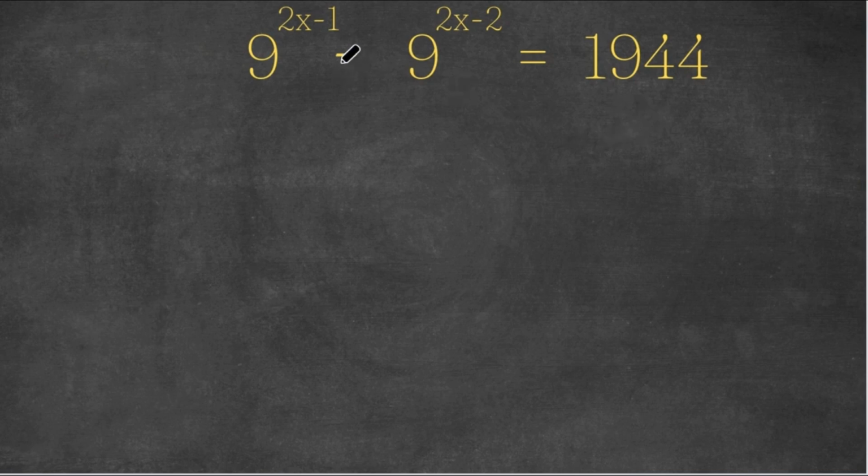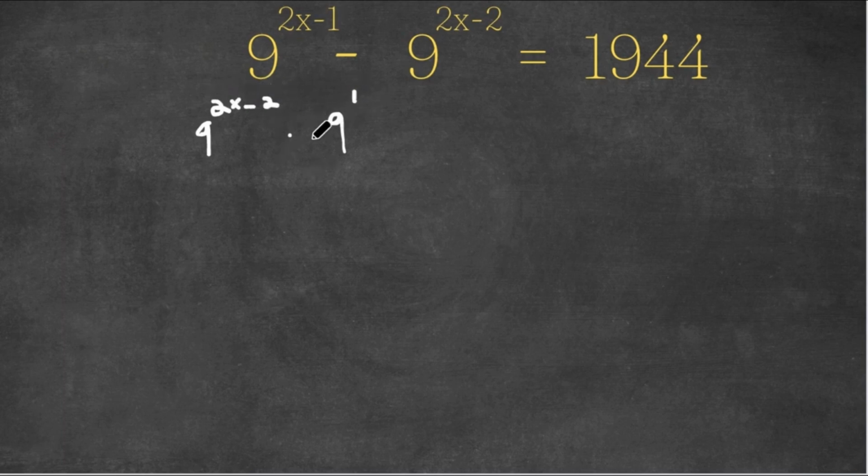In today's video, I'm going to be teaching you guys how to solve this exponential equation. So we have 9 to the power of 2x minus 1 minus 9 to the power of 2x minus 2 equals 1944. So what I'm first going to do is rewrite 9 to the power of 2x minus 1 as 9 to the power of 2x minus 2 times 9 to the power of 1. Because remember, when we're multiplying these, we would add the exponent 1 with negative 2. So this would be 2x minus 2 plus 1, which is 2x minus 1.